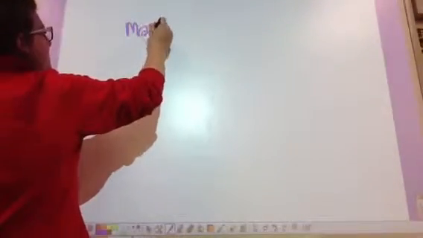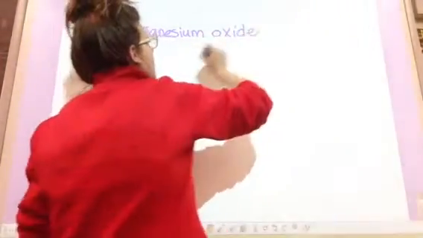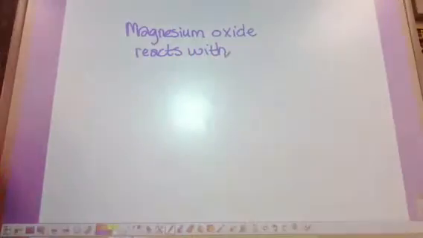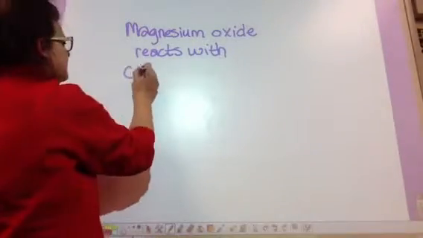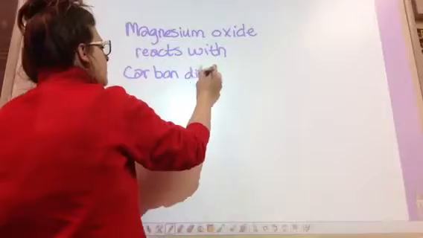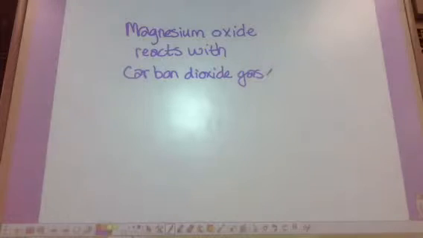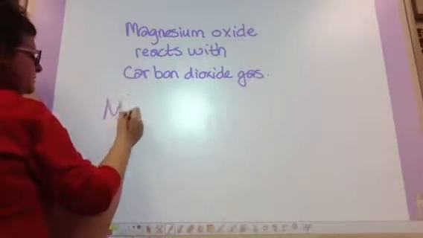Okay, let's say we have magnesium oxide. Magnesium oxide reacts with, let's do carbon dioxide gas. Magnesium oxide is reacting with carbon dioxide gas. Okay, let's write what we have. I have magnesium oxide, that'd be MgO.